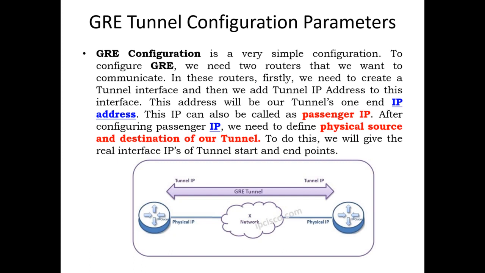Now we can see the configuration of GRE. It is very simple. To configure GRE, we need two routers that we want to communicate. Once we have these two routers, firstly we need to create a tunnel interface and then add a tunnel IP address to this interface. This address will be our tunnel's IP address on both ends. We need a passenger IP address, which is the IP address of the tunnel, and we need a physical IP address from the source to the destination.